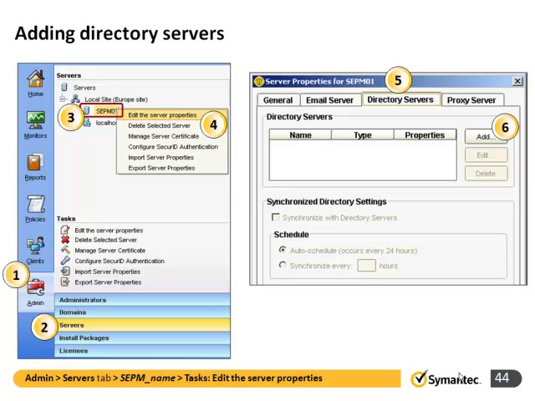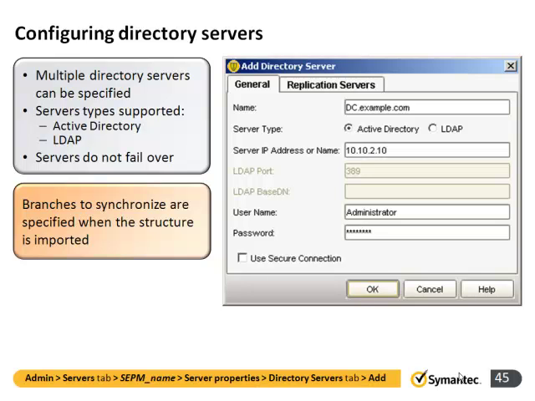So the first step we need to do is add in that directory server to the SEPM. We do that from the admin page under the servers section. We highlight our SEPM and we can do edit server properties. And underneath the directory servers tab, we add in our directory server to synchronize with. We need to specify the name, what type, and the IP address.